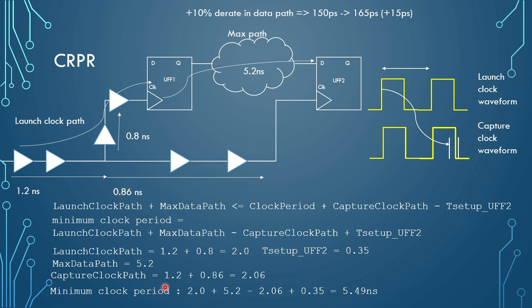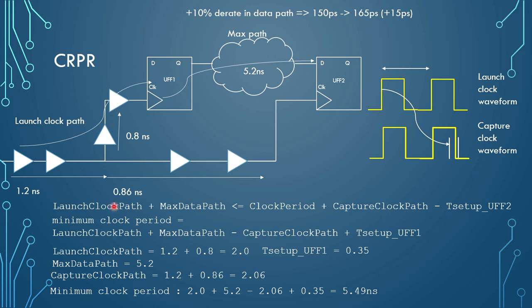So if the difference is positive, then that is the minimum clock period that is needed, because of this equation which we have mentioned here: launch clock path plus max data path minus capture clock path plus T setup. That is calculated here and it comes to 5.49 nanoseconds. So this much minimum clock period we should have in this case.